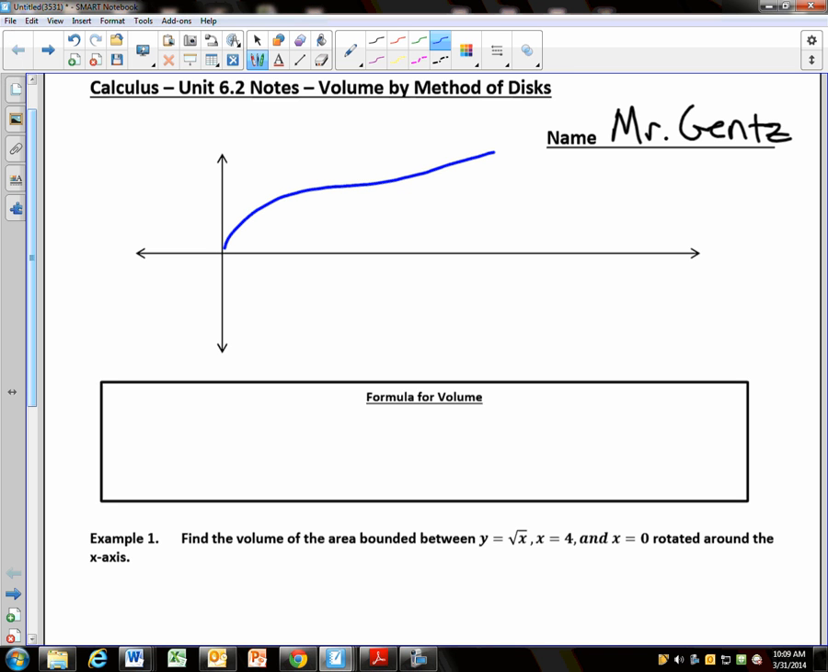Boys and girls, so here's what we do. There's a lot of ways that we can express this, but namely, what we want to do today is find volume by a method called disks. We'll do four examples, and you guys will be able to write down some notes, and hopefully we'll get it.